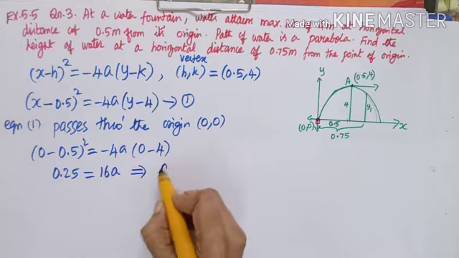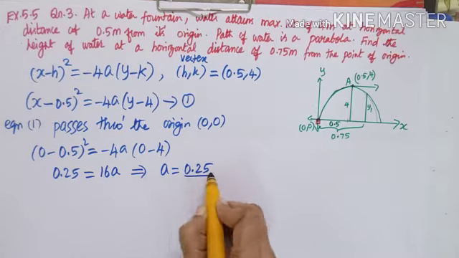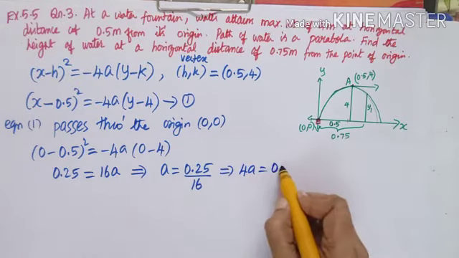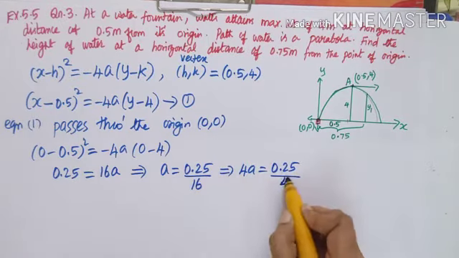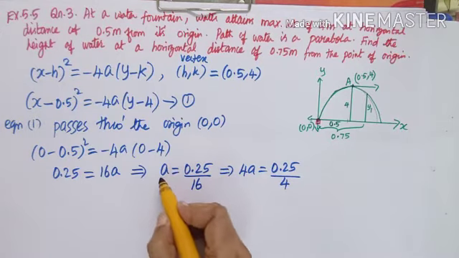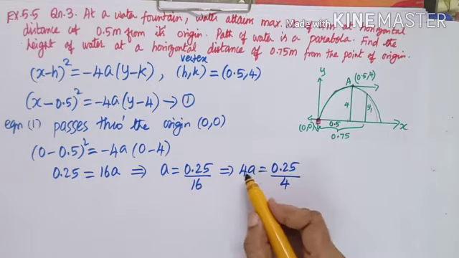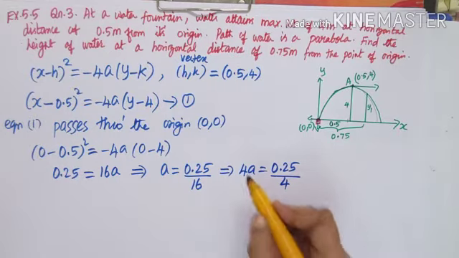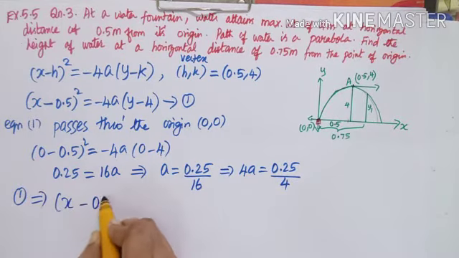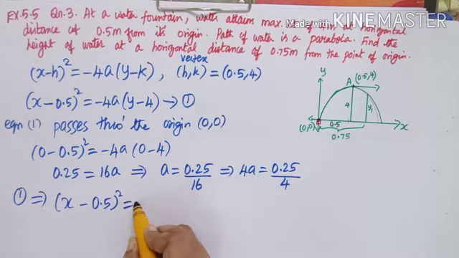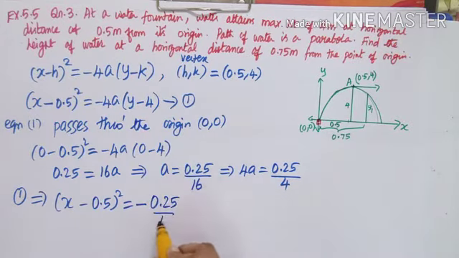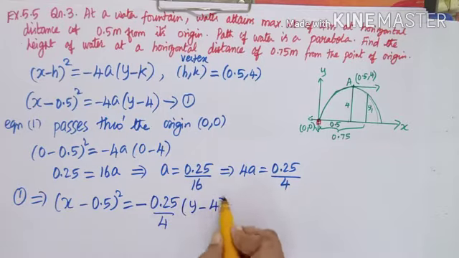Or I can say a is equal to 0.25 by 16, or 4a is equal to 0.25 by 4. Mostly we need 4a to be substituted, so no need even to get a. We shall do only 4a in such problems. Putting this back in first equation: (x minus 0.5) the whole square is equal to minus 4a, whose value is 0.25 by 4, into (y minus 4).